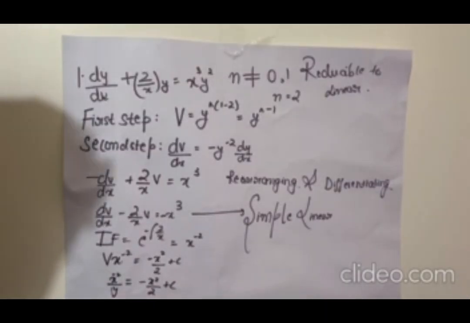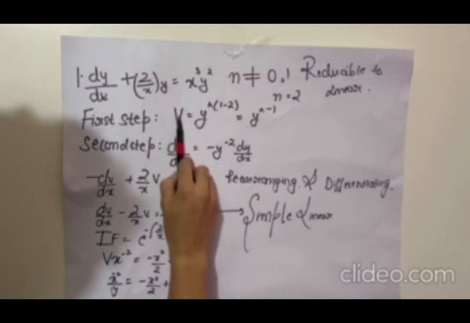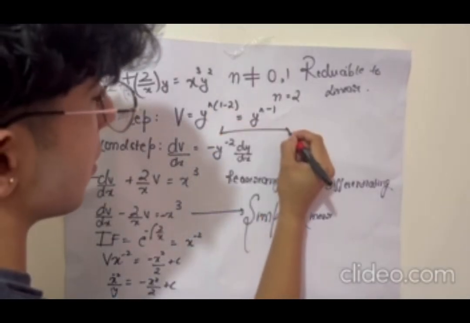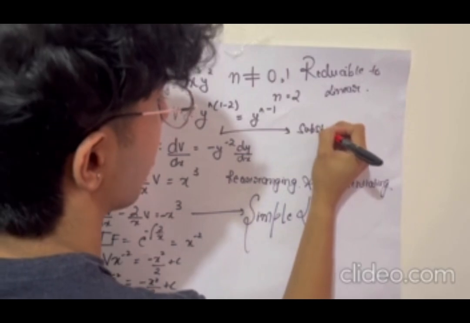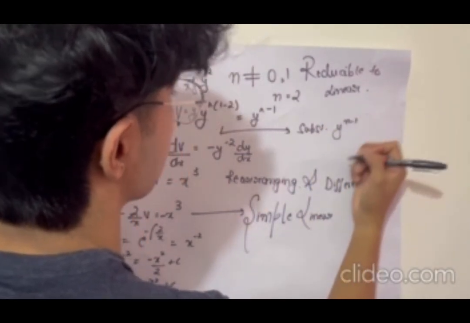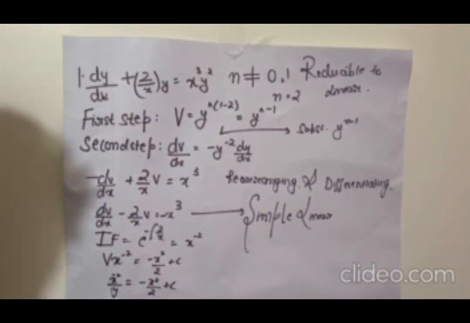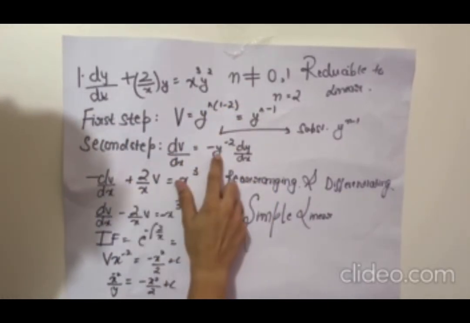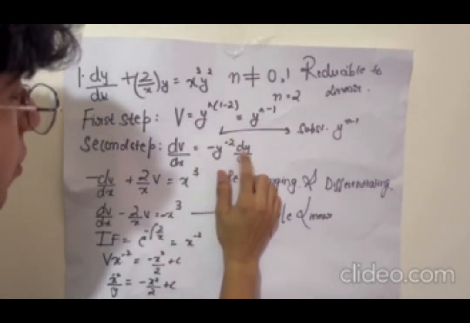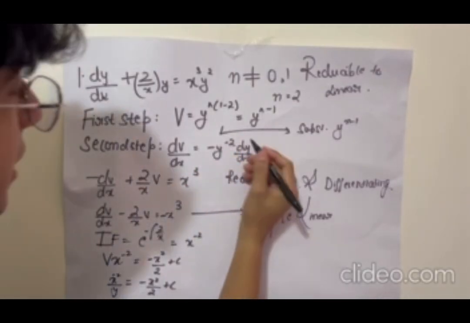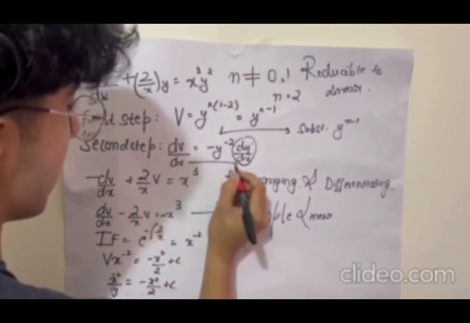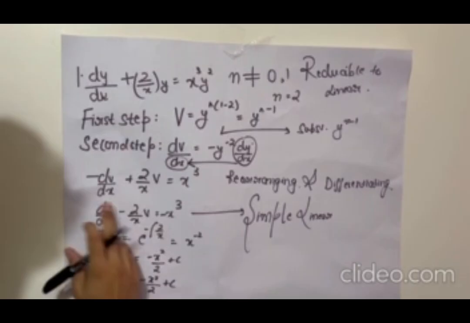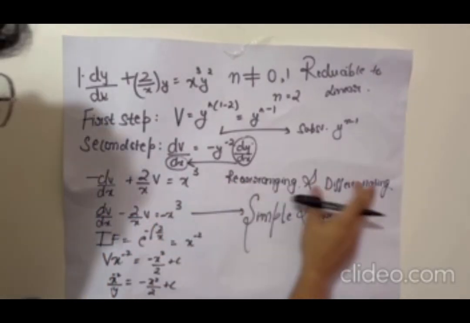I'll be explaining how. For the very first step, we put v equals y to the power 1 minus 2, the simple substitution formula that we got to know about. The very basics. Now, moving on to the second step, differentiating this. When you differentiate it, we get minus y to the power minus 2 dy by dx. The reason dy by dx comes over here is because we are differentiating with respect to x. Now, we simply rearrange it.